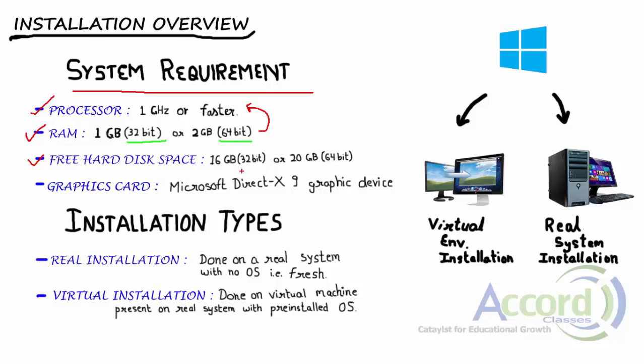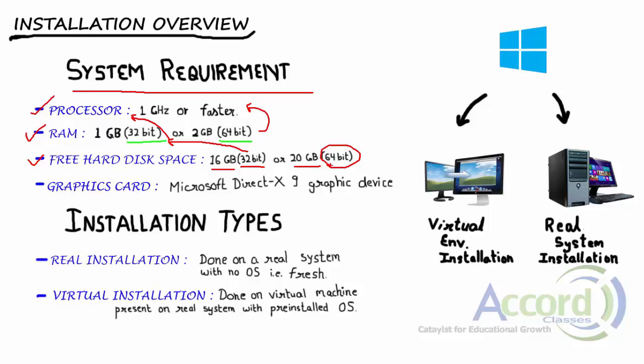Now if you're installing a 32-bit version of OS, well, it's dependent on the architecture of your processor. Hence, you're going to select the operating system based on the processor and the RAM. If you are installing the 32-bit version of the OS, then it will require around 16 GB of hard disk space, or if you're going to install a 64-bit operating system, then it will require around 20 GB of space on your hard disk.